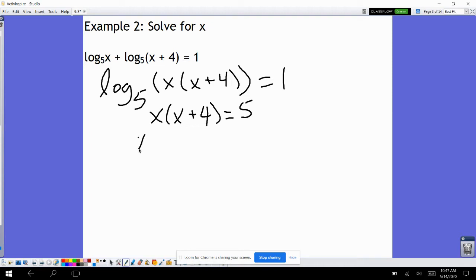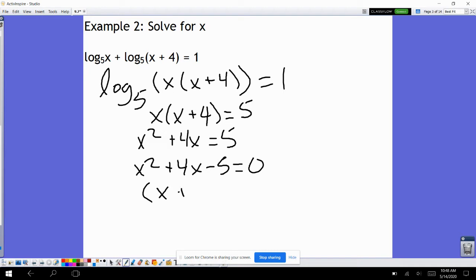Distribute so we can solve for x. We have x squared plus 4x equals 5. Notice this is a quadratic that is going to end up being easily factorable. In order to solve our quadratics, remember the first thing we need to do is set them equal to 0. So we subtract 5: x squared plus 4x minus 5 equals 0. Then we want two factors that multiply to be negative 5 and add to be positive 4. That's going to be a positive 5 and a negative 1. When we solve that equation, we see that x is equal to negative 5 and x is equal to 1.